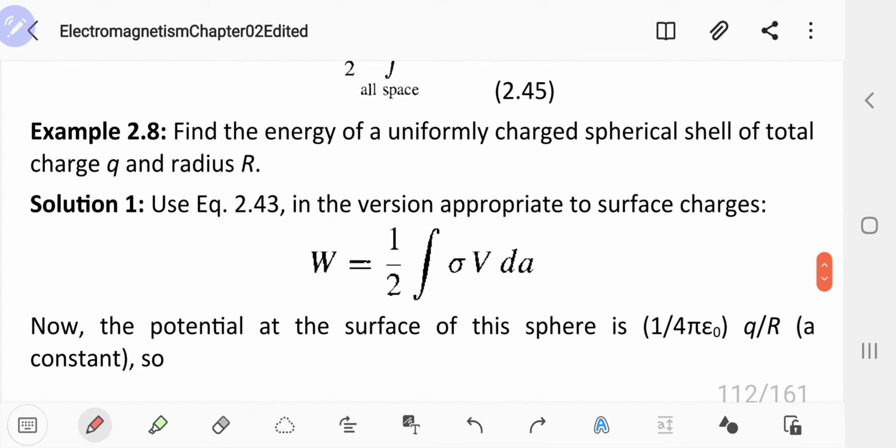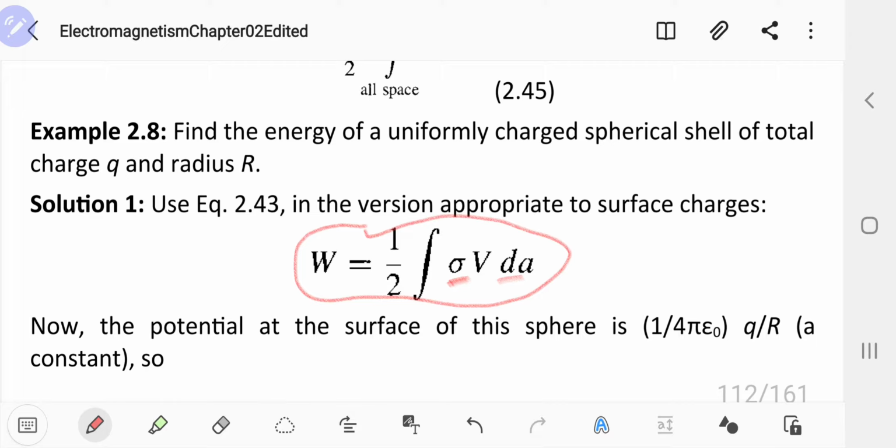Find the energy, example 2.8. Find the energy of a uniformly charged spherical shell of total charge Q and radius r. So if you use this formula, you get the potential caused by the sphere. So you have a uniformly charged spherical shell that has sigma. So you use this as your dq, sigma dA, integral of sigma dA.